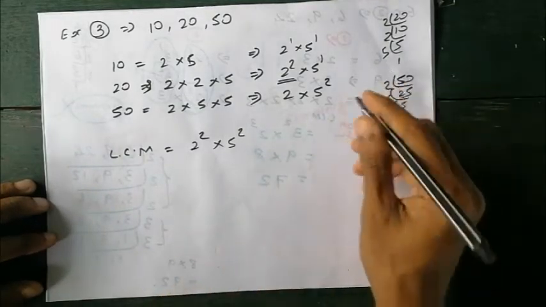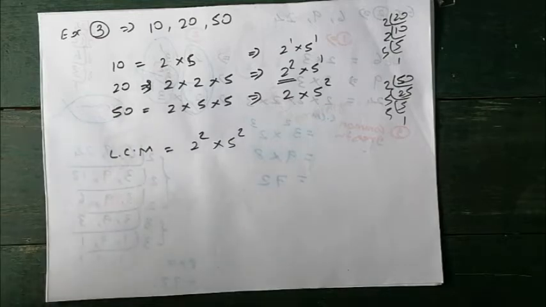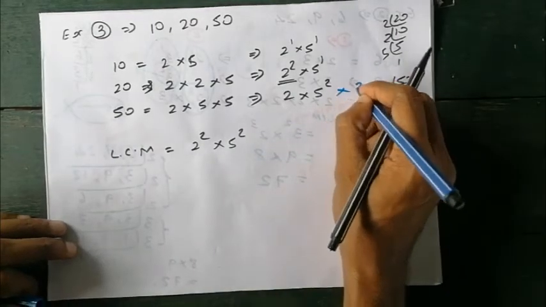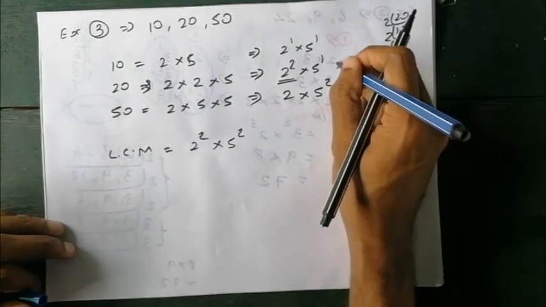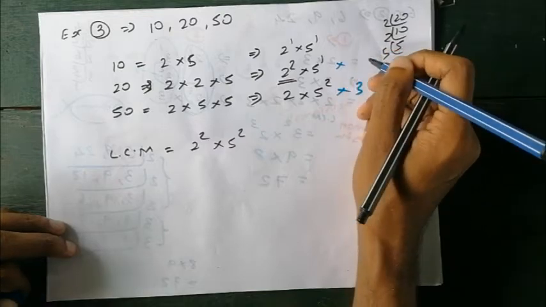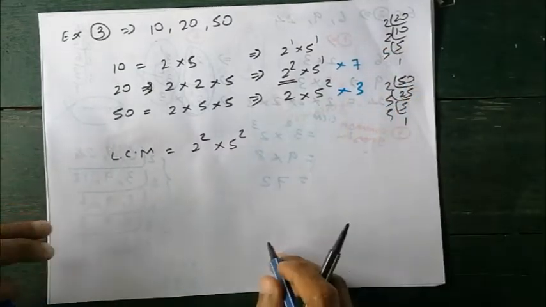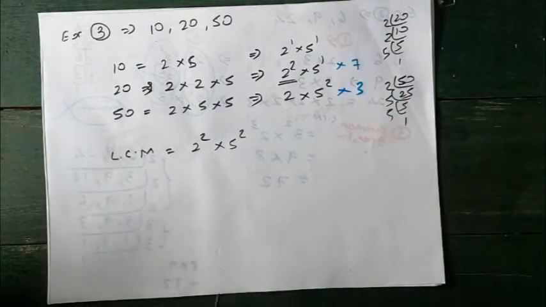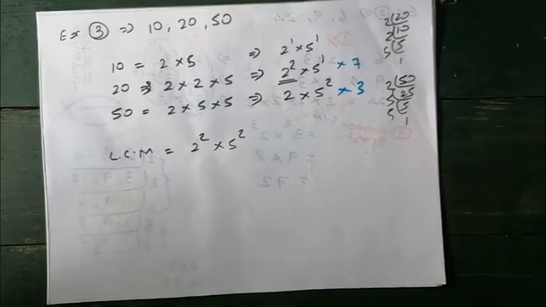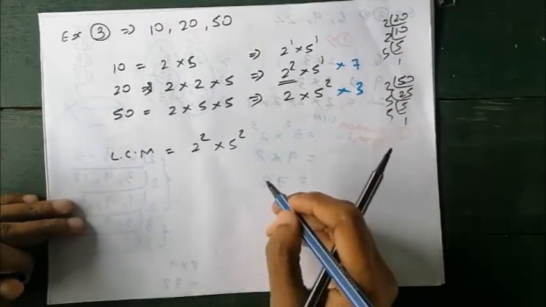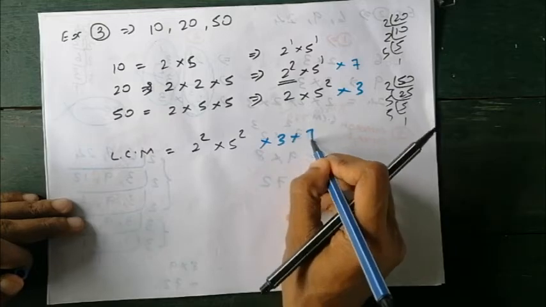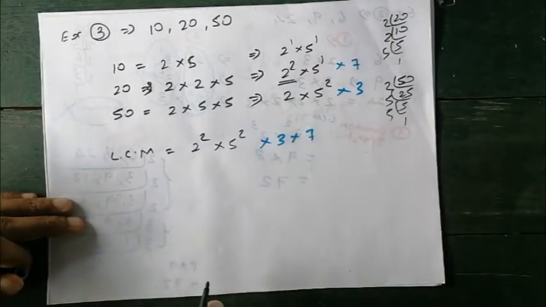For example, if we have remaining 3 and 7, let's take remaining 3 and 7 are there. So we take the remaining as it is, 3 and 7, in the LCM.